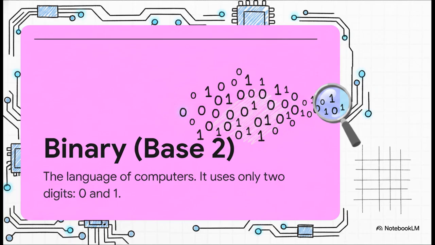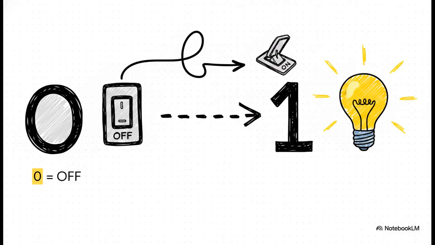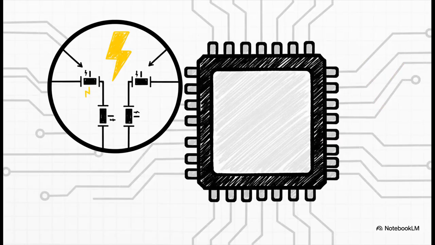And believe it or not, every single thing a computer does, every video, every game, every message, is communicated using just these two numbers. The absolute best way to wrap your head around this is to just picture a light switch. A 0 simply means the switch is off, and a 1 means the switch is on. That's it. That's the whole secret. Off and on. But why? Why this super simple system?